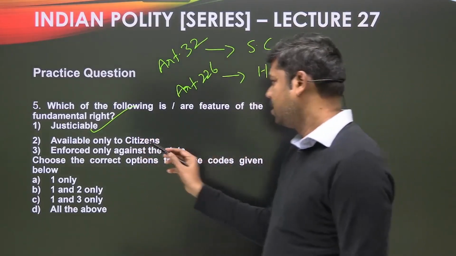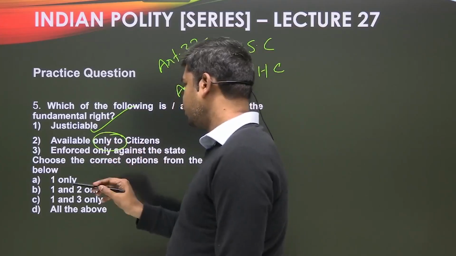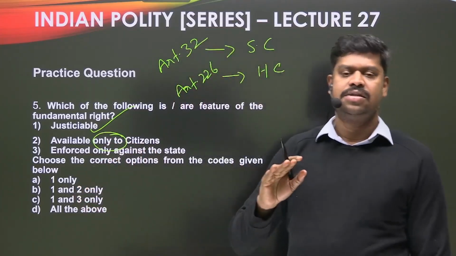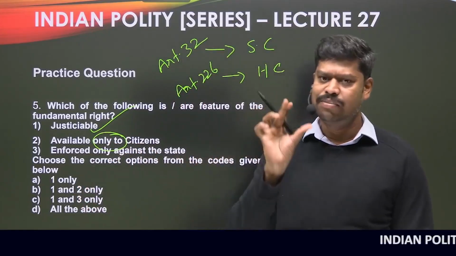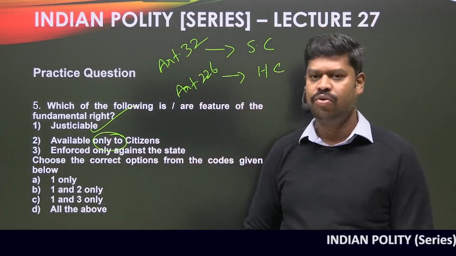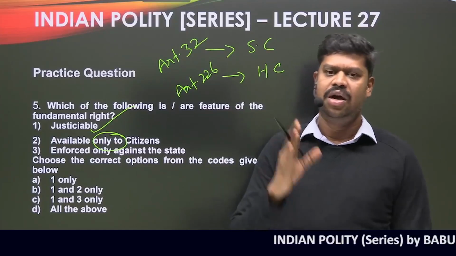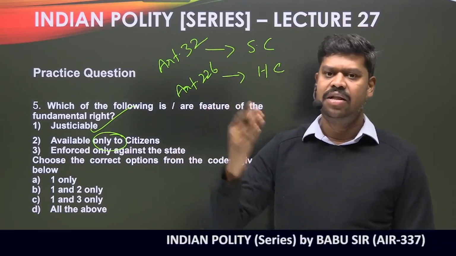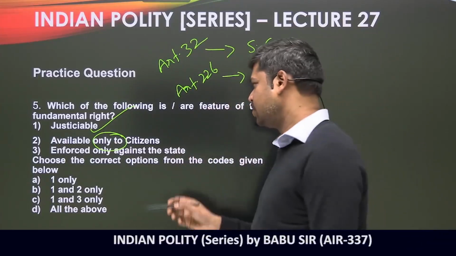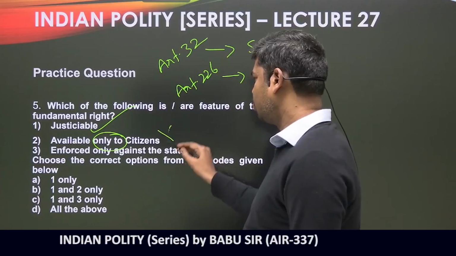So the fundamental rights are not only available to the citizens. Most of the rights, in fact, are available to the aliens as well. Only some of the rights are exclusively available to the citizens. We have seen that: Article 15, 16, 19, 29 and 30. Apart from that, the other rights may be available to the aliens as well. So "available only to the citizens" is wrong.